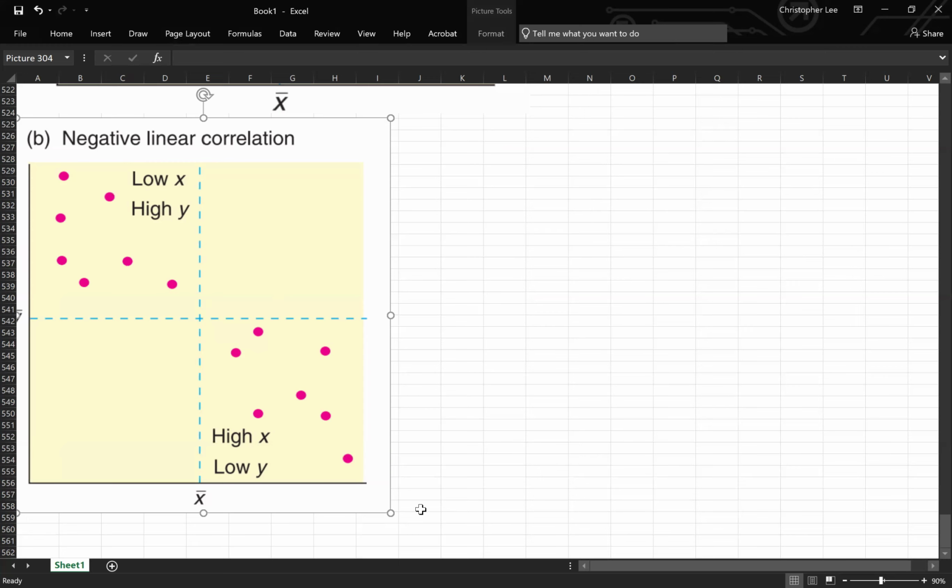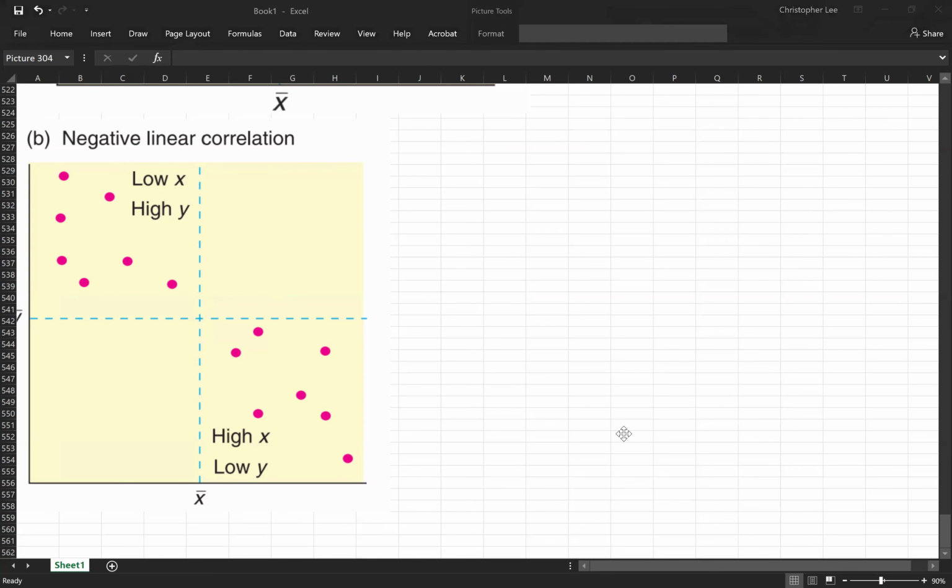As X is increasing, Y is decreasing. Just think of it like that. I'm just saying it in a more complicated way, but it's the exact same thing.